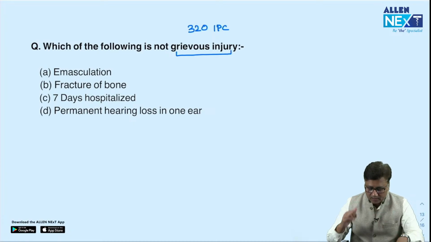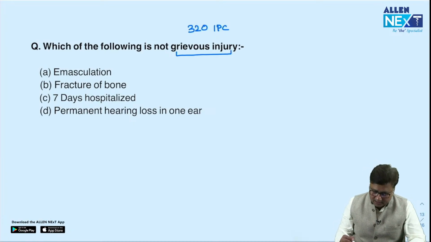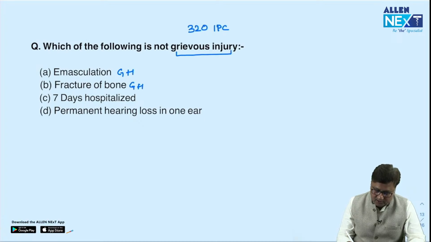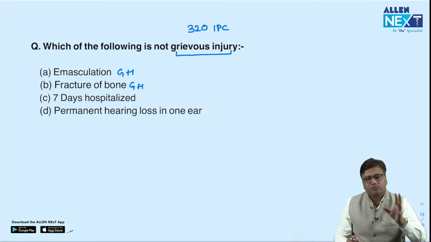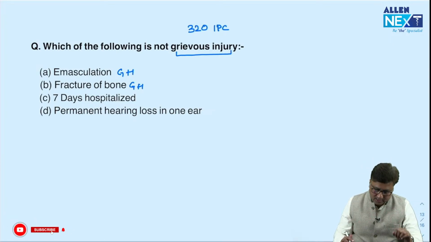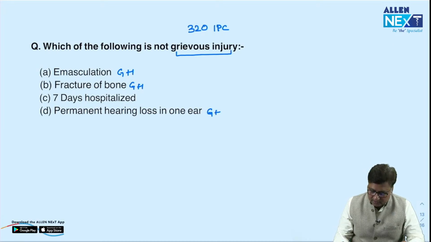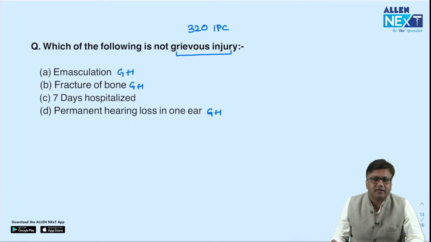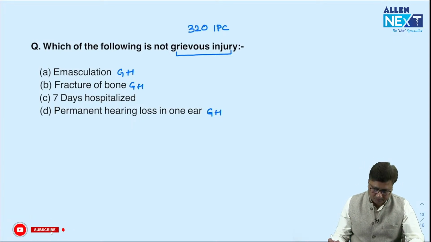Okay? So one thing we know is that emasculation is grievous hurt, clause number 1. Second, we know that fracture of bone is a grievous hurt. Definitely, we know any kind of fracture of bone or tooth is grievous. Third, we know that permanent hearing loss in one ear is grievous hurt. If permanent vision loss happens in either eye, that's also grievous hurt.